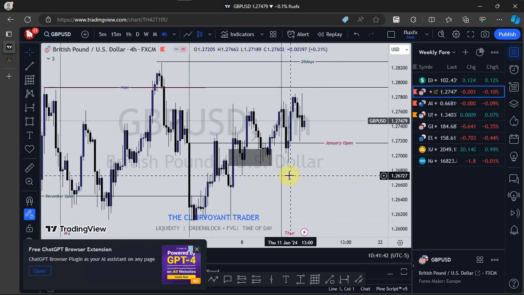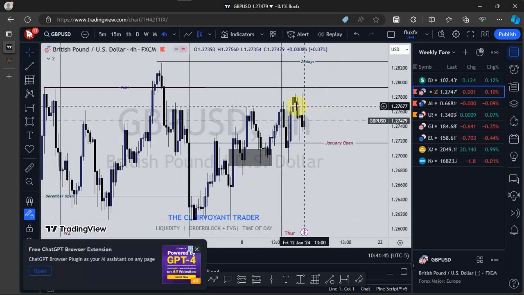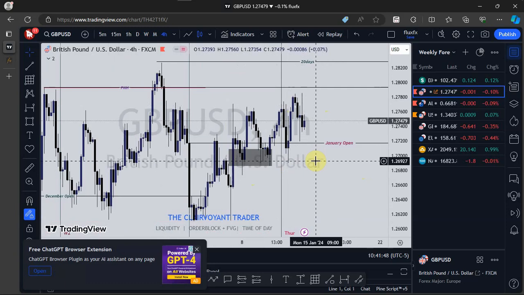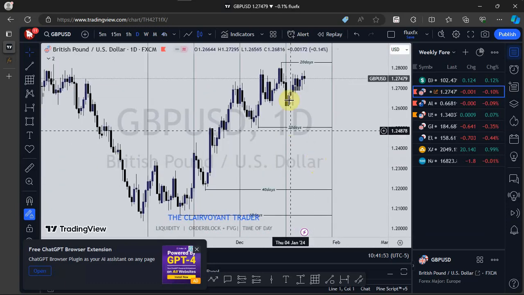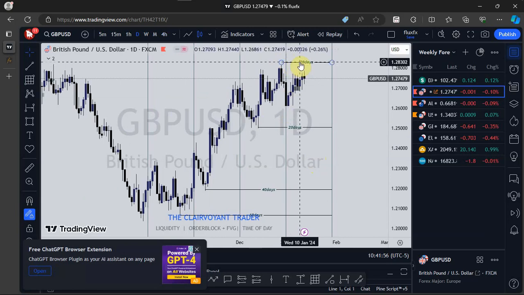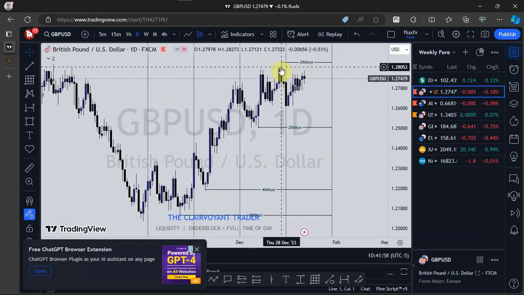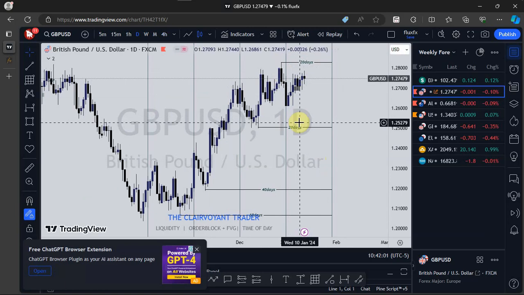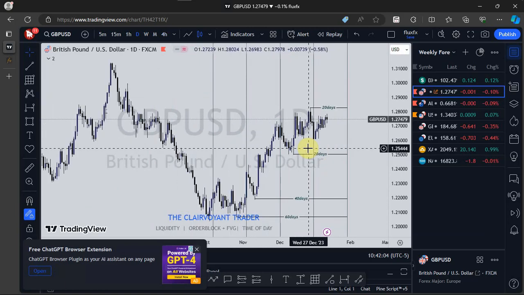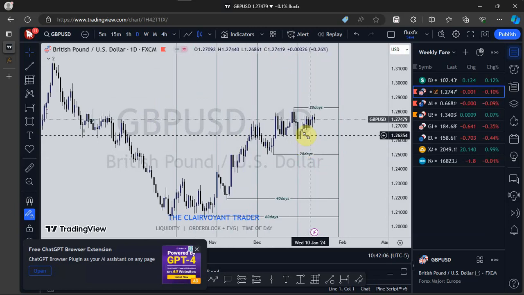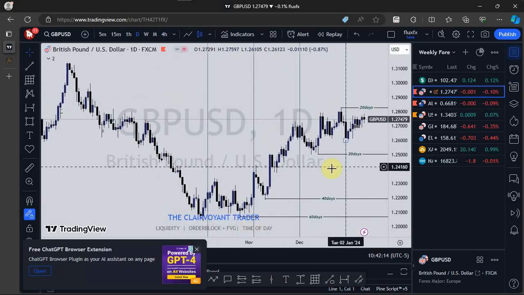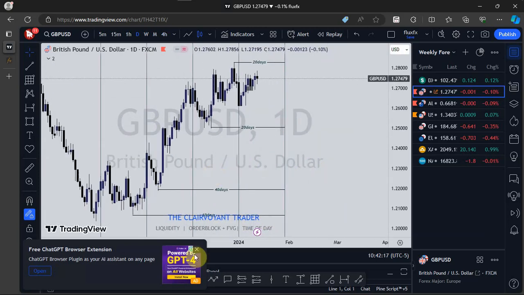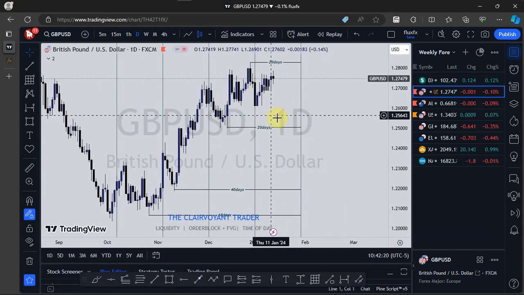Going into next week, I'll wait for price to give me a very clear direction, at least to take out the 20-day high. Once we see price taking out the 20-day high and closing above it, then definitely I'll look for clean bullish setups on GBPUSD. But until then, I'll stay quiet on this market. So that is it as far as GBPUSD is concerned.